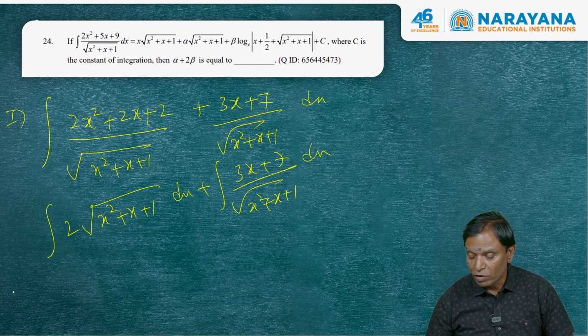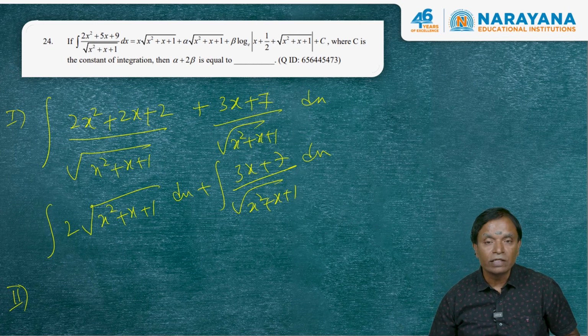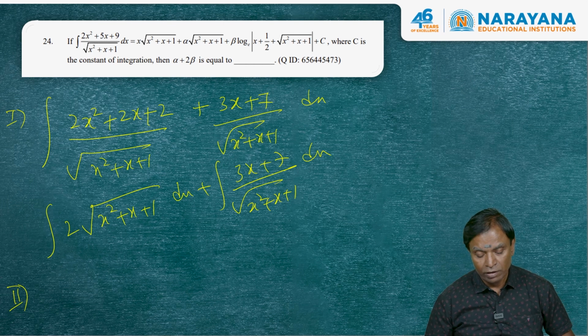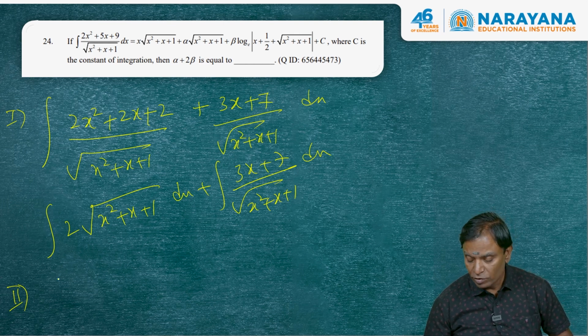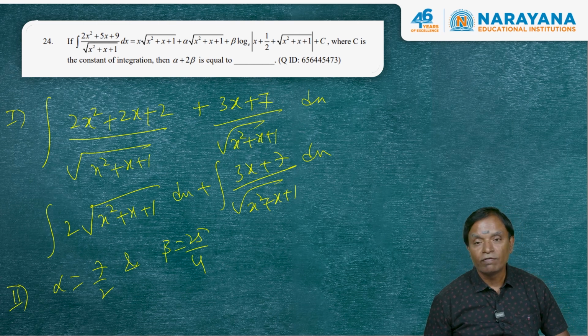Or second method, what you can do is, since you are given integral of something is something, you differentiate on both sides. Got it? You differentiate on both sides and compare the coefficients. You have alpha is equal to 7 by 2 and beta is equal to 25 by 4. He is asking us to find alpha plus 2 beta. How much we will have? Alpha plus 2 beta means 25 plus 7, 32 by 2, 62.